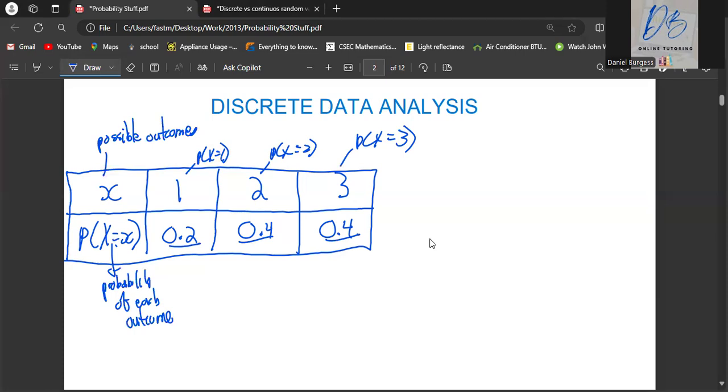And if you were to draw up this table, same way, the first row is the possible outcomes, which should be X. And the second row will be the probability of each event occurring.